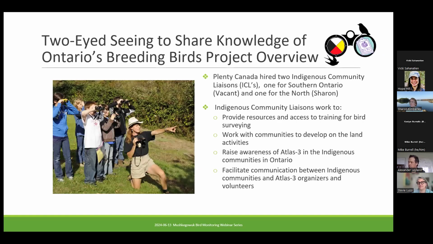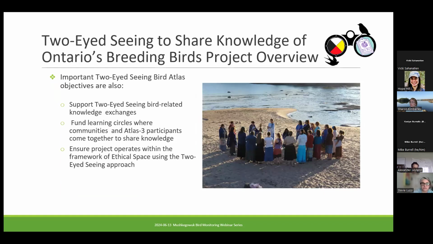So I am the Indigenous Community Liaison for Northern Ontario, so you would work with me. Emily is acting as the Southern Ontario Liaison, and we're hoping to fill that position. So I'm your point of connection for Northern Ontario. And we want to do a number of things, resources, but also community events where we have knowledge exchanges, we do bird walks, we get people out.